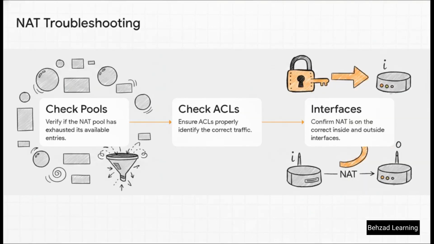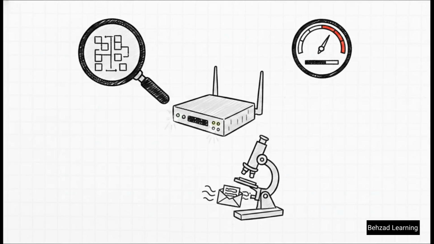Okay, but what if your translations just aren't working? Well, follow this logical playbook. First, ensure your pools aren't completely empty. Second, check your access control list logic. NAT relies heavily on ACLs to identify which private IPs are allowed to be translated. If your ACL is misconfigured, no packets get picked up. Simple as that. And third, verify you haven't accidentally flipped your interfaces. You absolutely have to declare which interface is IP NAT inside and which is IP NAT outside for the traffic to flow properly. To actually execute that troubleshooting workflow, rely on your show and debug commands.